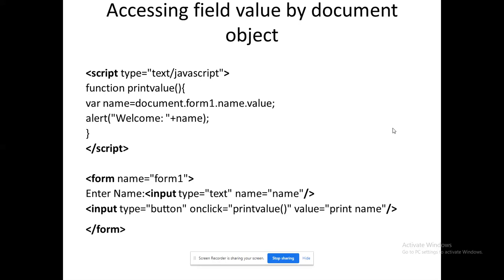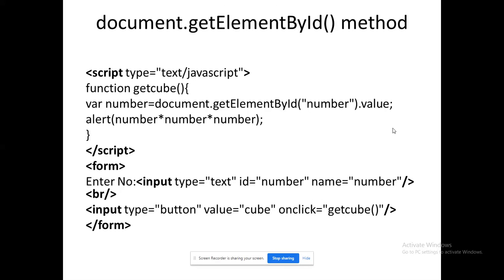So that's the thing. How we are accessing the object is very important. Document dot form one dot name dot value. Document refers to your browser. Form one refers to your corresponding HTML form. Name represents the text box. Value represents the value you are going to type inside the text box. Finally, the value will be retrieved and stored in the variable name. Right? That's the way to create and interpret.